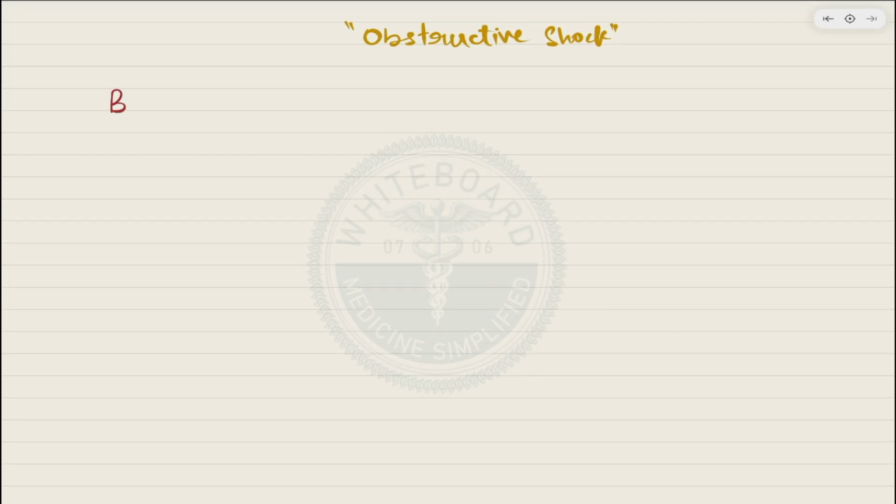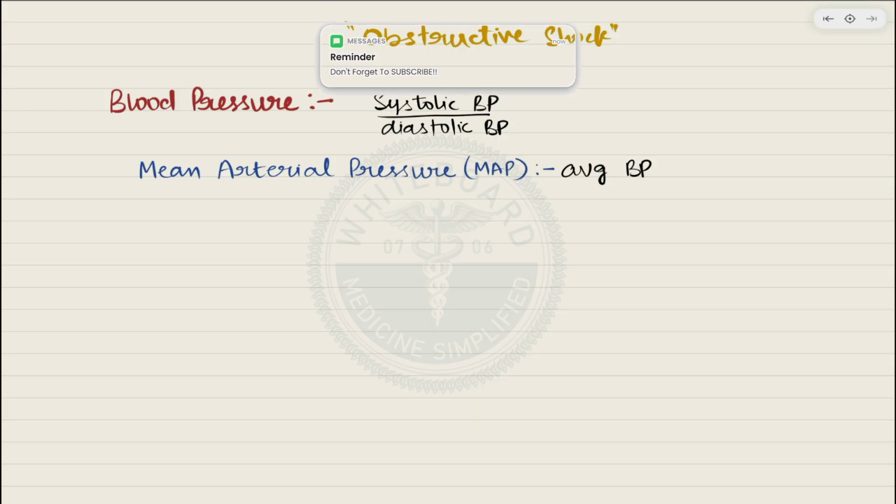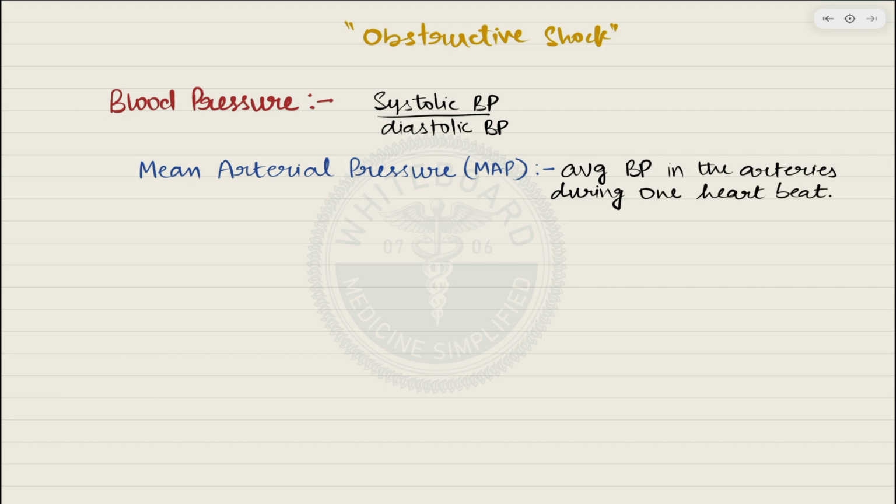That factor is blood pressure. Blood pressure is expressed as systolic blood pressure over diastolic blood pressure. However, when it comes to tissue perfusion, neither systolic nor diastolic pressure alone tells the complete story. What really matters is the mean arterial pressure, or MAP, which represents the average blood pressure in the arteries during one heartbeat. You can think of MAP as the force that pushes blood through the blood vessels and ultimately delivers oxygen and nutrients to the cells.